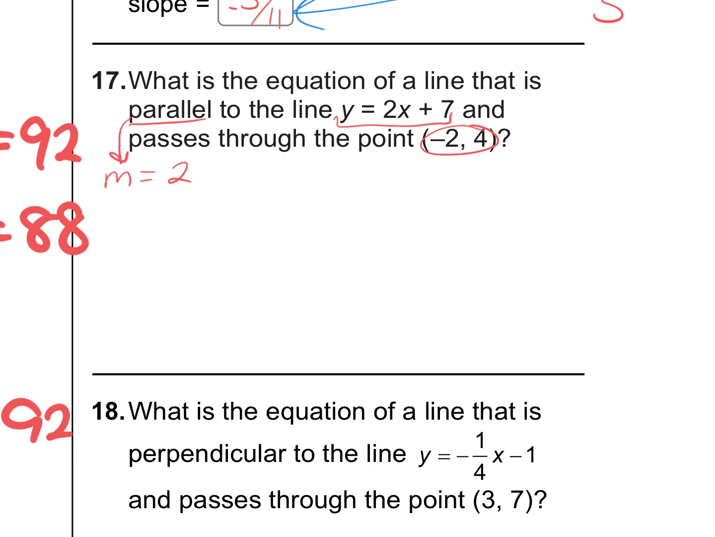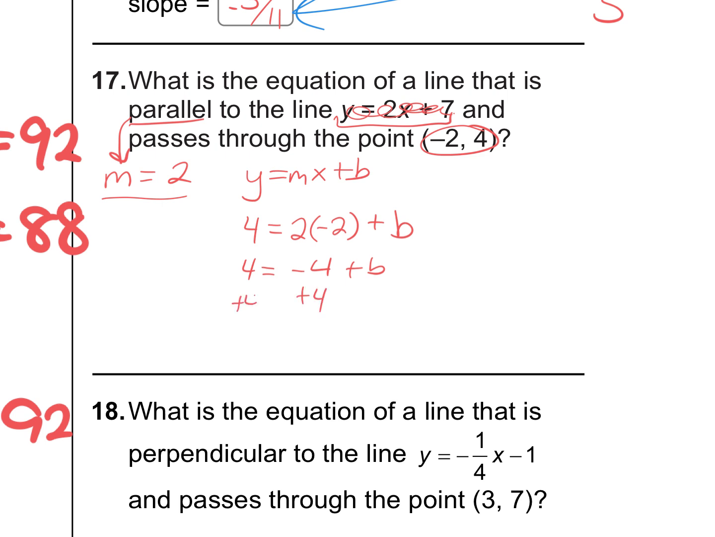Since it's parallel, do I keep the same slope or do I change it? Keep it. Good. What equation am I going to use? y equals mx plus b. Yep, y equals mx plus b, and then we plug in values. What's my y value? 4. m is 2. x is negative 2. Do I do plus 7? No. Plus b. Remember, once I get the slope from this equation, we don't really care about it anymore. We want to find a new b value. 2 times negative 2? Negative 4. What do I do next? Add 4. So what do I get for b?